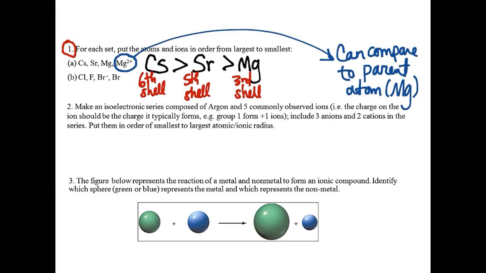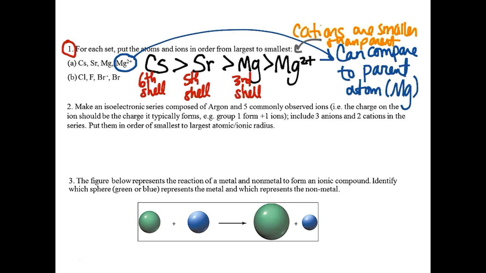Now for the last one, we're going to compare magnesium ion to its parent atom, which is neutral magnesium. We know that cations are always smaller than their parent atom, which means that magnesium ion is going to be the smallest of all 4 of these. So cations are smaller than the parent, which means magnesium plus 2 goes at the very end. Okay, so that is the final order.